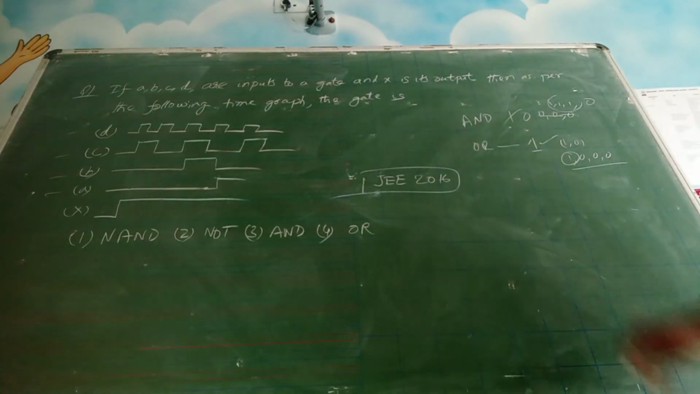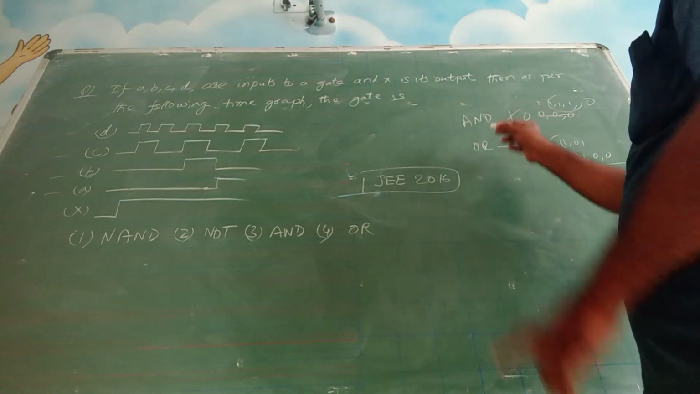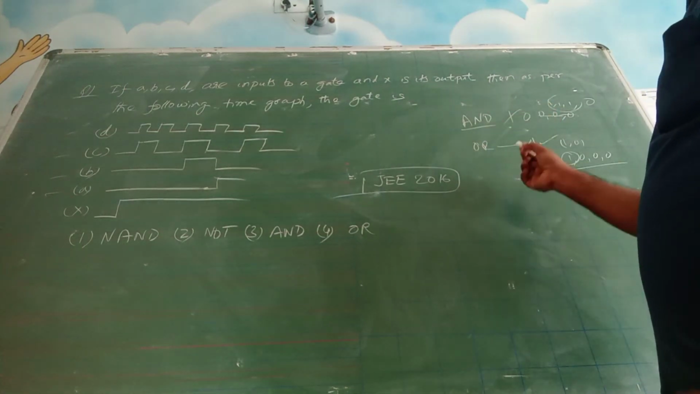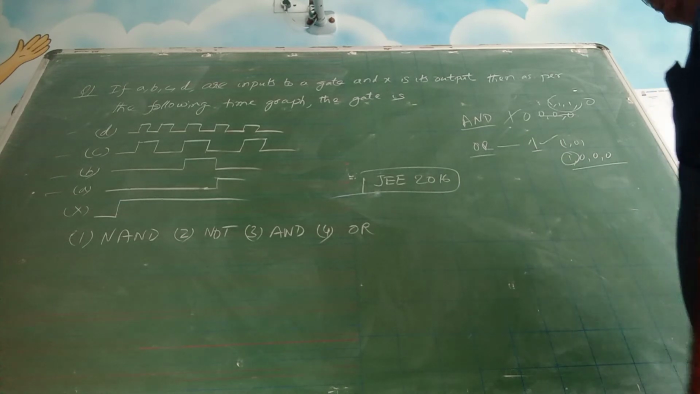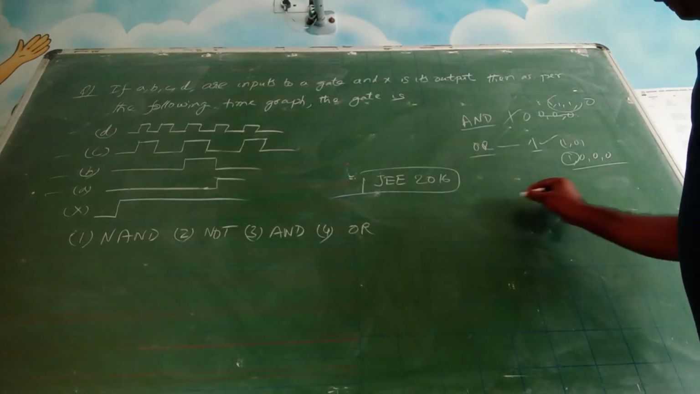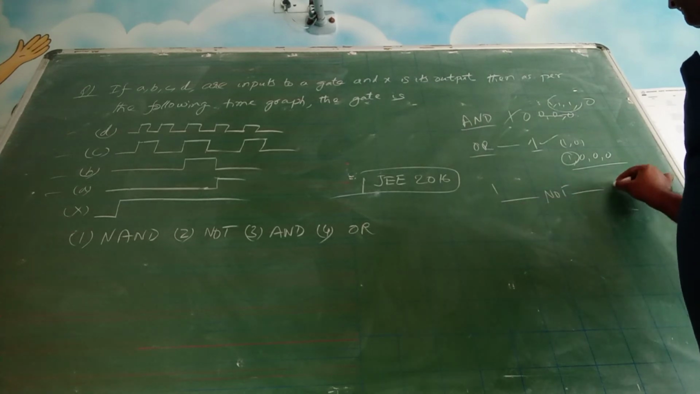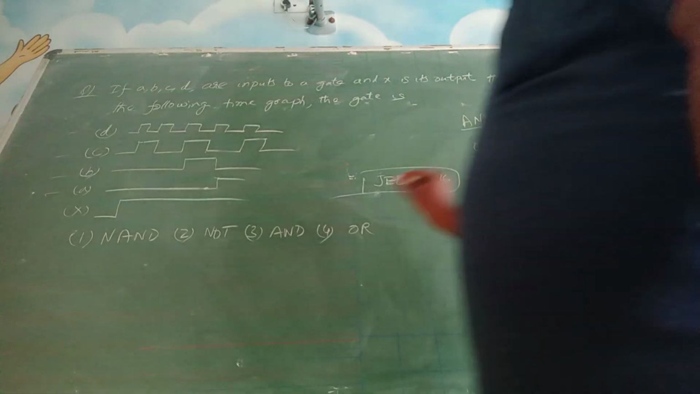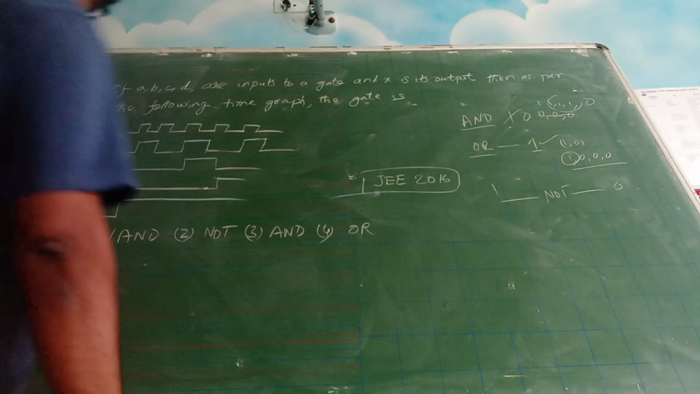What does a NAND gate do? NAND gate will reverse whatever AND gives. NOR gate will reverse whatever OR gate gives. And NOT gate is for a single input. Whatever 1 is coming, it is making 0. This is the basic definition of all these gates.